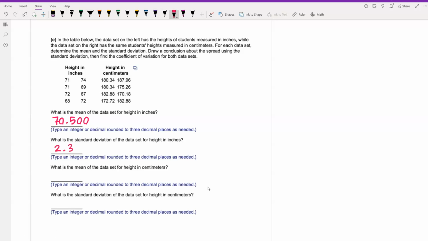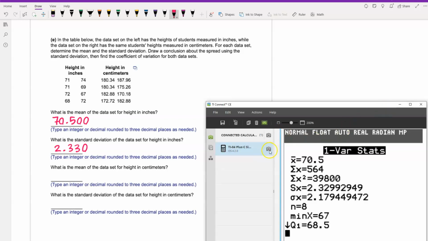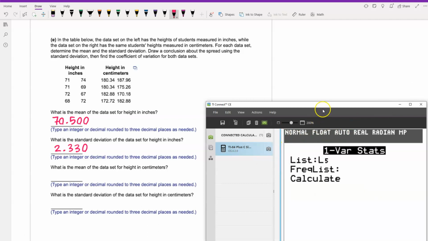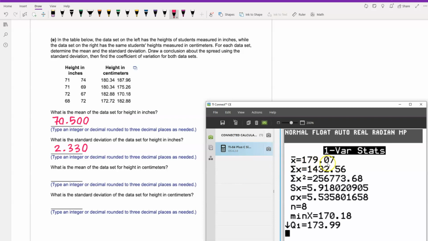In here 2.330. For the other one, I enter these numbers into L5. Now stat calc number 1 var stat. I should have L5, so second 5. Then enter. Our x-bar is 179.07 and sample standard deviation is 5.918, rounded to 3 decimal places.